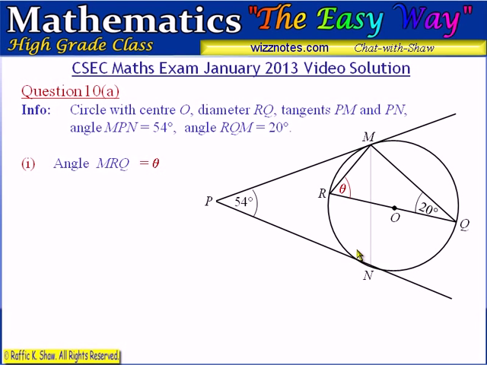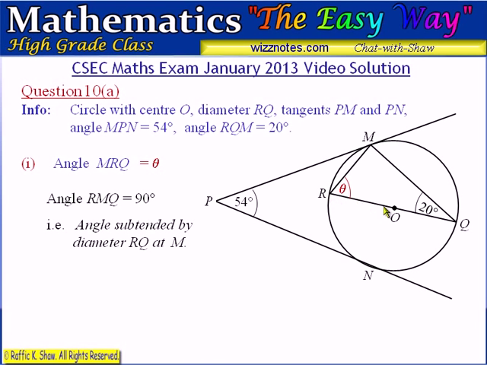But let's remove this line so we can see that triangle more clearly. What I'm saying is that angle RMQ, with M at the circumference here, is subtended by this diameter, and that angle is equal to 90 degrees because the angle subtended by a diameter at the circumference of the circle is 90 degrees. And so we can show that that angle is 90 degrees. And because this now is a triangle, we can say the total of the angles in the triangle is 180 degrees.